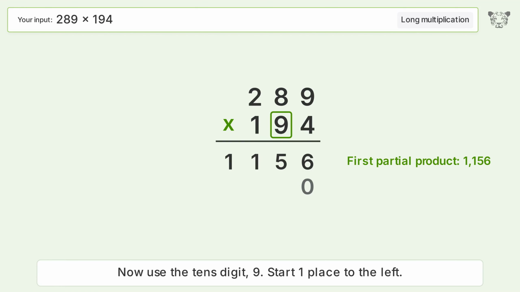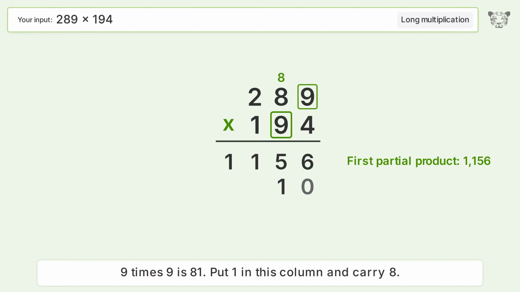Now use the tens digit, 9. Start one place to the left. 9 times 9 is 81. Put 1 in this column and carry 8.